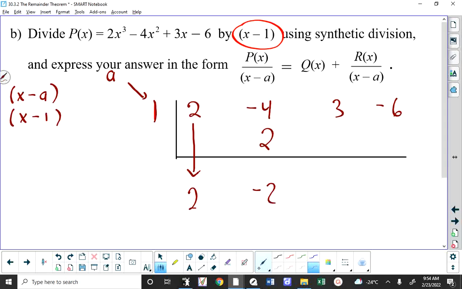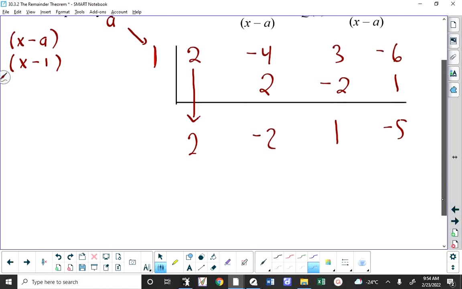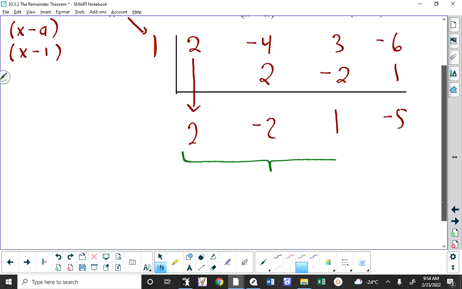And then I repeat the process. I take a, which is 1, times the number below the line and write the result above the line and add the two numbers, and I keep going. 1 times 1 is 1, and I add -6 and 1, and I get -5. And these four numbers on the bottom of the line should look familiar to you, because our quotient was 2x squared minus 2x plus 1, and our remainder was this.